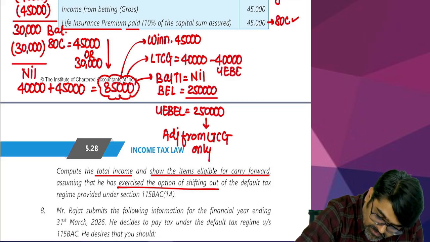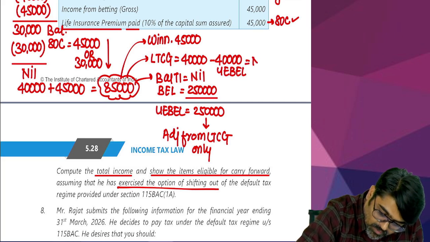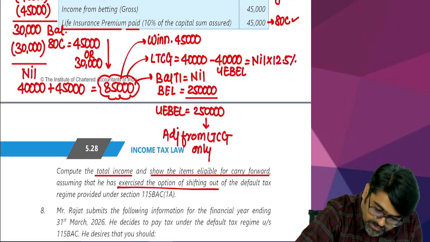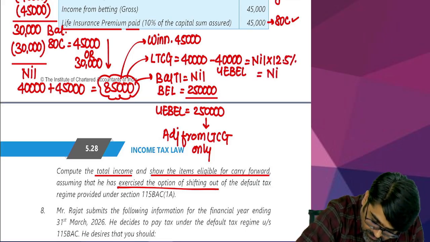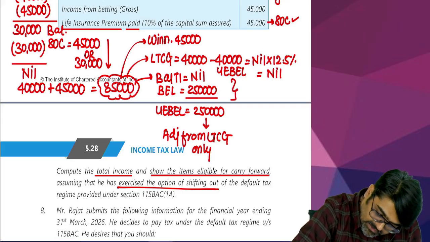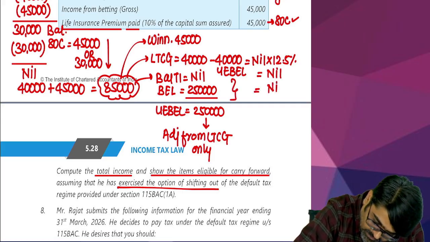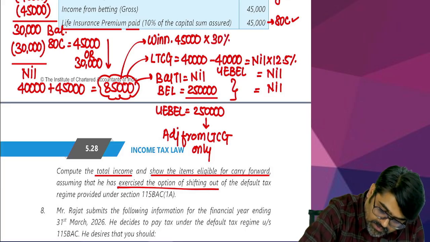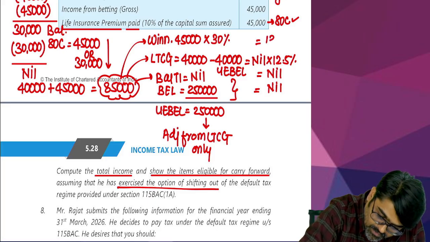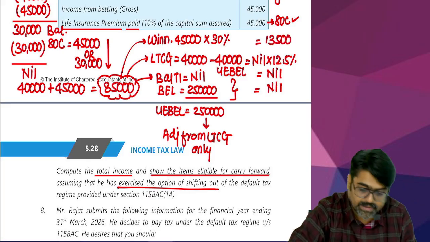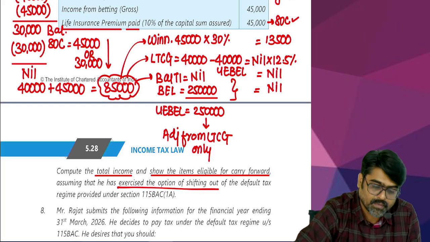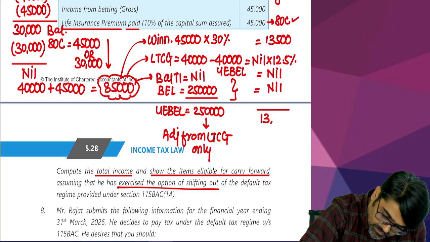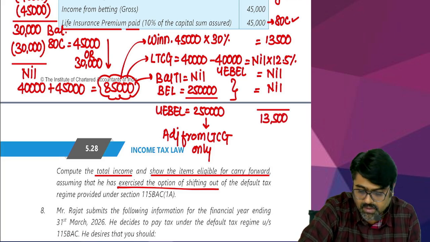Unexhausted basic exemption limit. So how much is taxable now? Nil. Nil taxable at what rate? 12.5%. So your tax on LTCG will become nil. And on this balance income also your tax will be nil. But you have to pay tax only on winnings at the rate of 30%. That will be how much? 13,500. Getting my point? So how much is the total tax now? 13,500. Understood or not, guys?